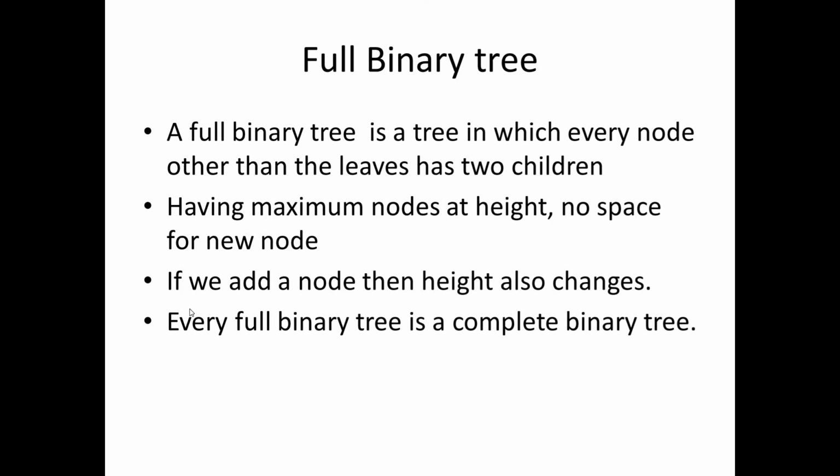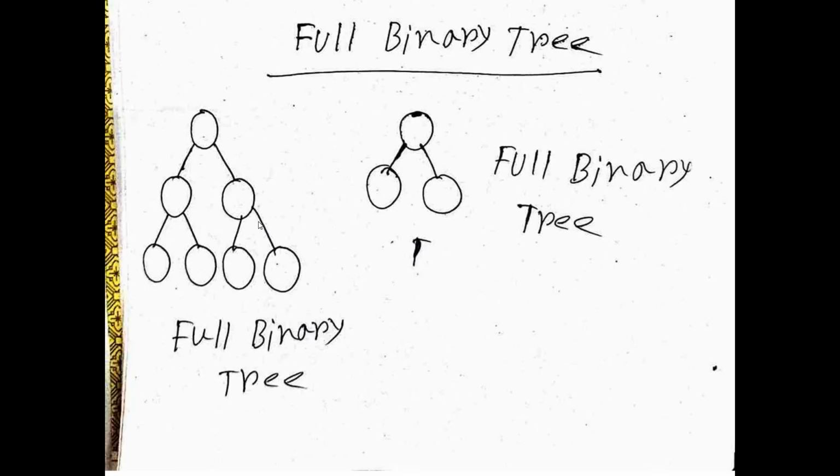If you prove that a tree is a full binary tree, then you can say yes, it is also a complete binary tree. That means every full binary tree is a complete binary tree. It is a short note: every full binary tree is a complete binary tree. Now, is this a full binary tree?